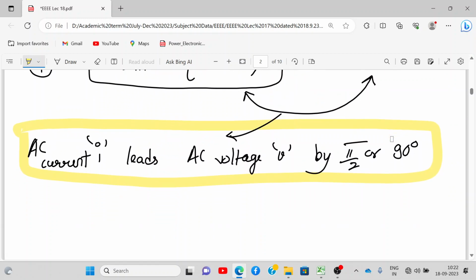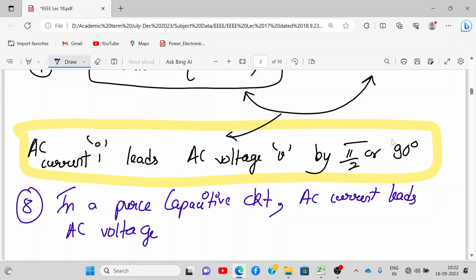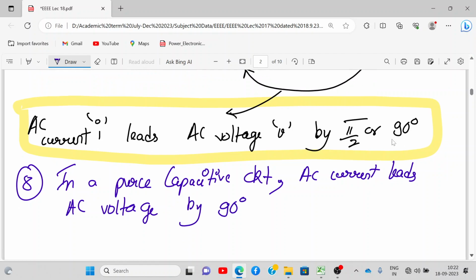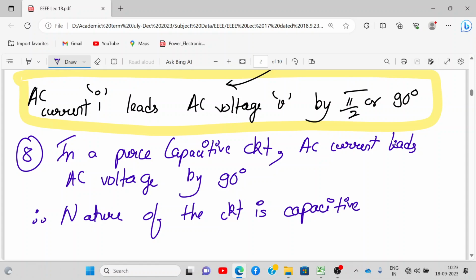So we can write over here, in a pure capacitive circuit, AC current leads AC voltage by 90 degree. Therefore, the nature of the circuit is capacitive. So whenever in an AC circuit the current leads the voltage, that means it's a capacitive circuit.